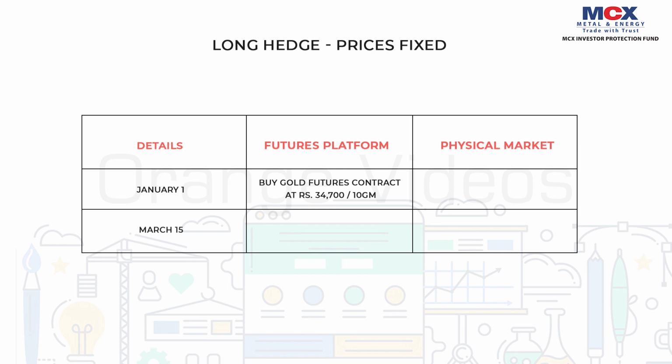On March 15th, when the jeweler would buy gold from the physical market, it would reverse the position in the futures market by selling gold futures at the prevailing price. The net position of the above transactions will negate price risk.